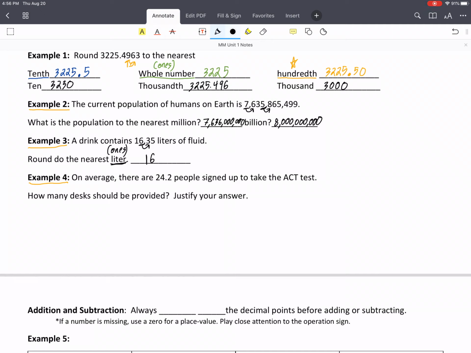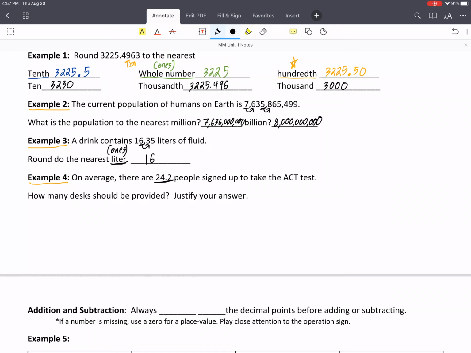I did want to focus real quickly on this last question. On average, there are 24.2 people signed up for the ACT. How many desks should be provided? We need to justify our answer there. We could round and say 24 because 2 is less than 5. But if we think about it, can we really divide people in half? Can we have 0.2 of a person?